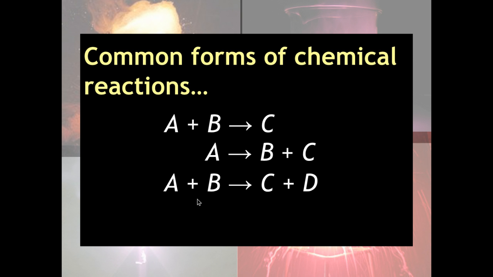And let me show you what I mean by that plus sign. So here are some common forms of chemical reactions. A plus B, reactant A plus reactant B yields C. See that plus sign? That's what I was talking about, how we separate reactants and products on the same side of the yield sign. Here's A yields B plus C. There's that plus sign, product B plus product C. And then here's another example. A plus B yields C plus D.